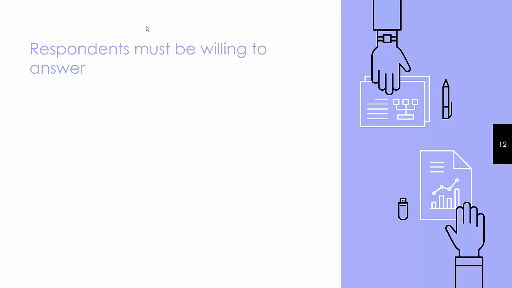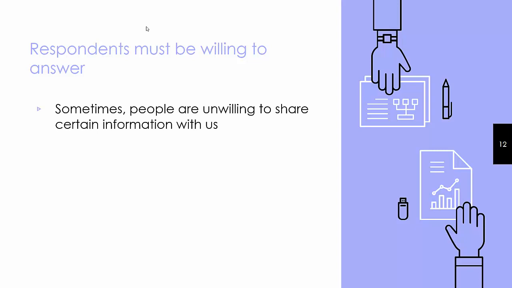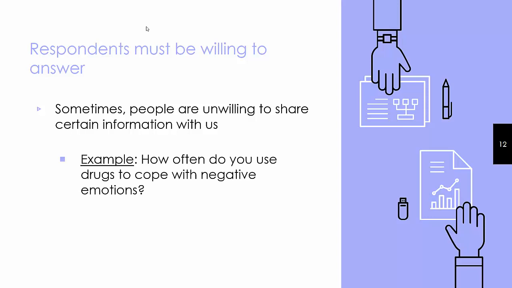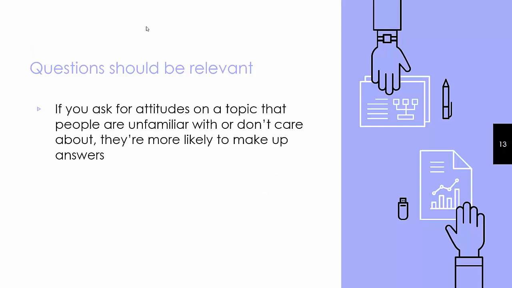Okay, your respondents might be willing to answer. Sometimes people will not be willing to share certain information with us. For example, how often do you use drugs to cope with negative emotions? This is a very personal question that might involve what people perceive as a stigma, and they don't know you, so why would they want to answer that? So think about what is another way you might be able to get this type of information from people, or what type of relationship you might need to develop with your participants before you can ask them a question like that.